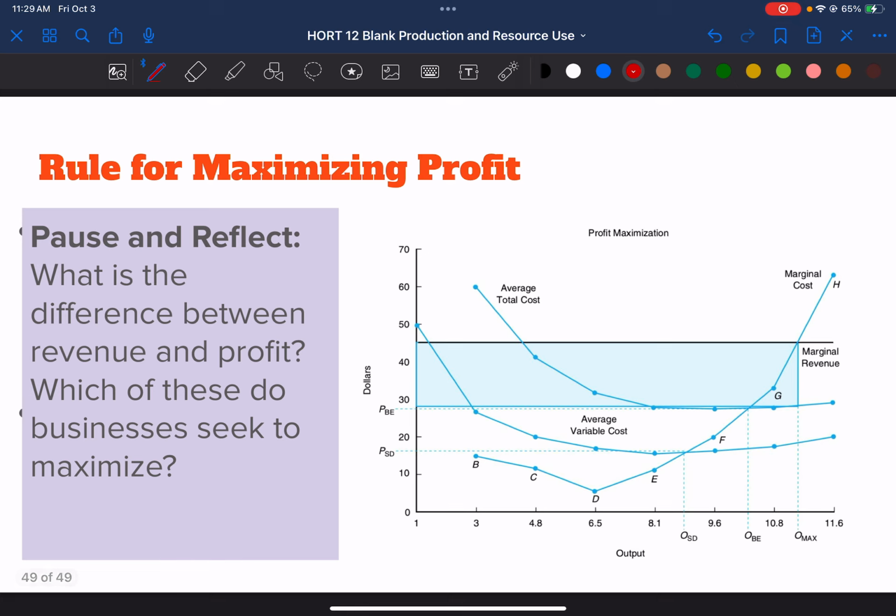Okay, so let's do the last pause and reflect question. What's the difference between revenue and profit, and which of these do businesses seek to maximize?